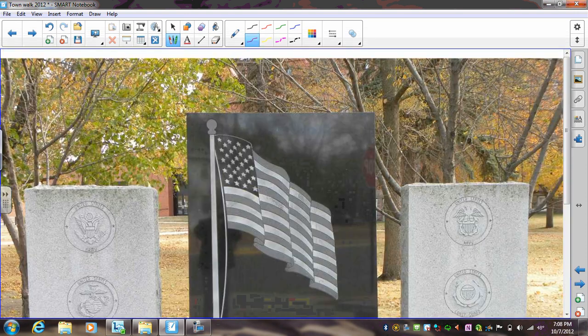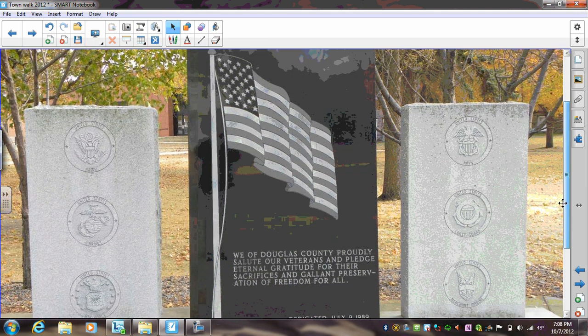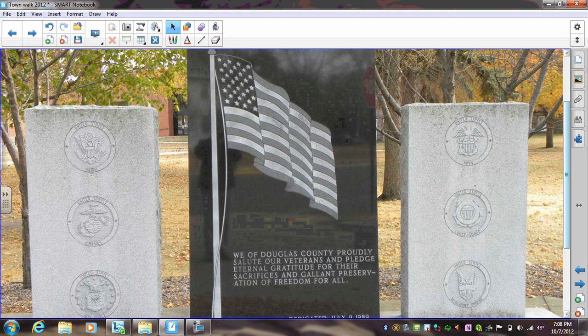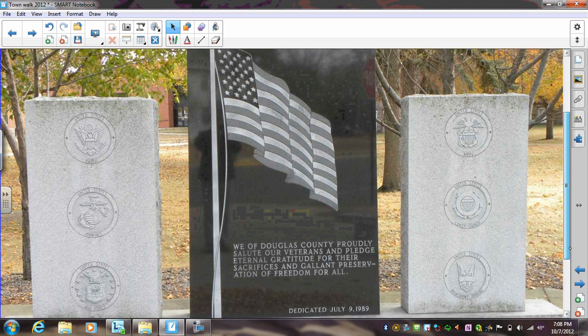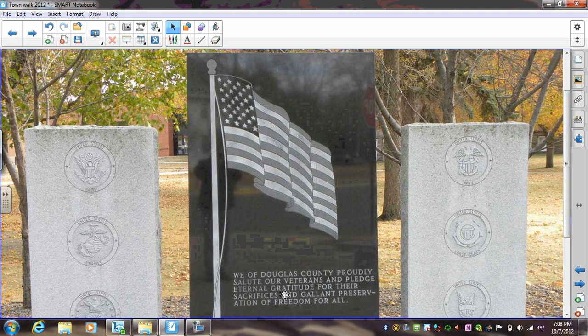The next stop is the monument right on the northwest corner of the, let's see, we'd be on 7th and Douglas. And you've got this monument that is in memoriam of veterans, and this was the large-scale observation. Here is a smaller scale observation of it.